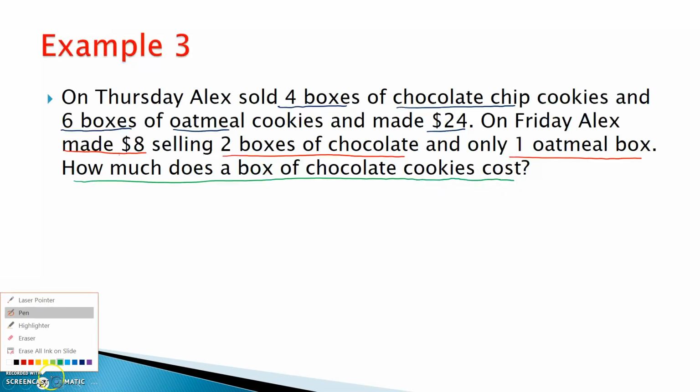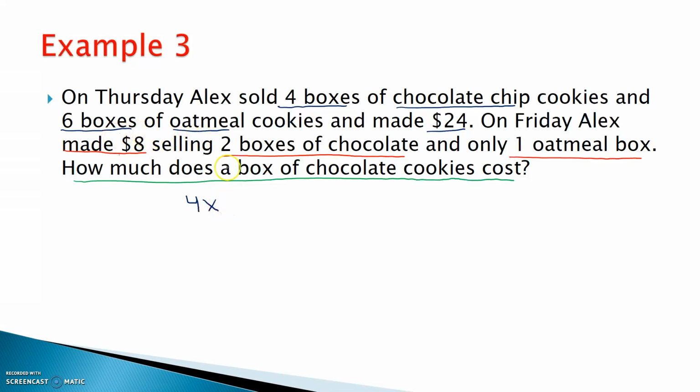All right. So what I have to do here is I have to write 2 different equations. Let me start out with the first one that represents what happened on Thursday. Well, he sold 4 boxes of chocolate chip cookies. So again, how can I represent 4 boxes of chocolate chips? I can say 4x. And in addition to that, he sold 6 boxes of oatmeal. So I'm going to say, hey, it's not the same as chocolate chips. I have to use a different variable. He sold 6y. Well, how much money did he make? Well, that total he made is equal to $24. All right, so that happened on Thursday.